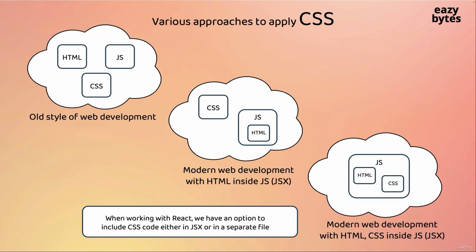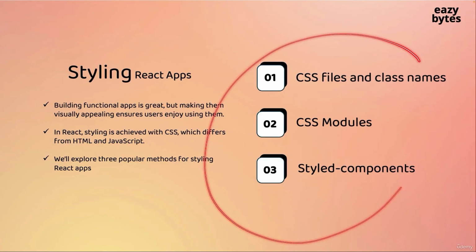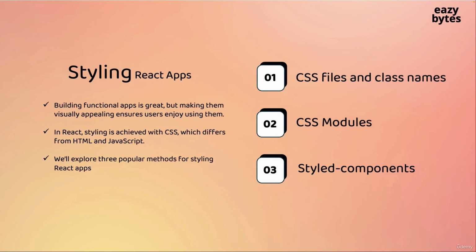Let's try to understand what those are. Inside this slide, I have mentioned three different options. These three options are the most popular options that developers use to style their React components and React applications. Of course, there is no winner or loser. Every option has its own pros and cons. We are going to explore all of them throughout this section. The first option is to maintain all our CSS or styling code in separate CSS files by using class names inside them. The second option is CSS modules, and the third option is styled components.